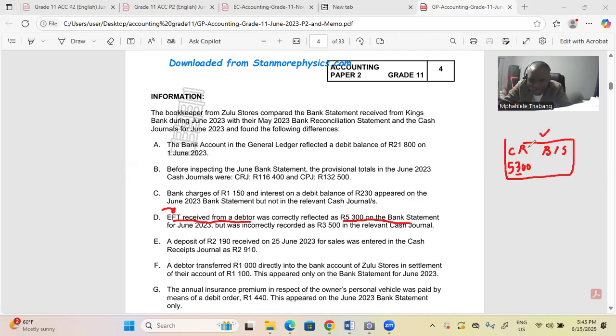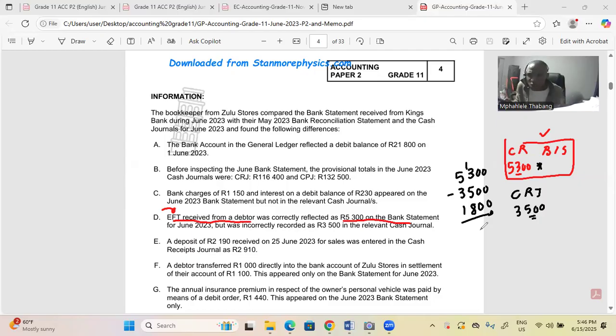This is correct. Okay, but they're saying this was incorrectly recorded as 3,500 in the cash journal. In which journal? Obviously, the money that we receive, we record it in the cash receipt journal. But we recorded it incorrectly as 3,500. So instead of recording 5,300, we recorded 3,500. So the cash receipt journal is undercast. It's in shortage of how much? Let me calculate. 5,300 minus 3,500. 13 minus 5 is 8. I'm left with 1,800. So 1,800 is in shortage in the cash receipt journal.